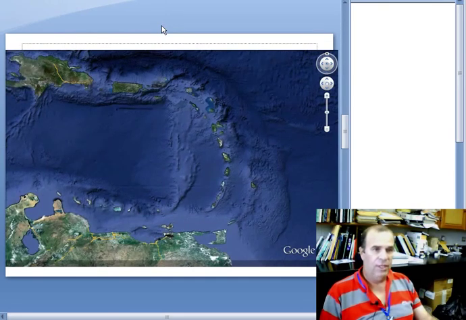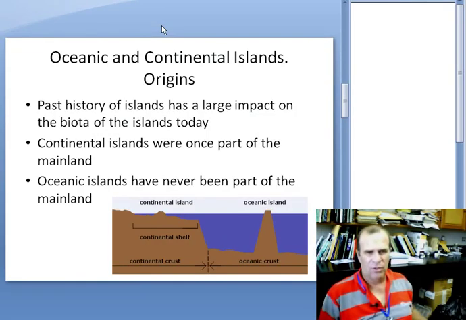Right, so if we take a look at the Caribbean region, we can see by looking at the ocean floor what some of the origins of the islands were. Well, first of all, let's go back to the previous slide. One thing that we should note is how islands are made into islands, and basically this will influence a lot whether the islands are continental or oceanic islands.